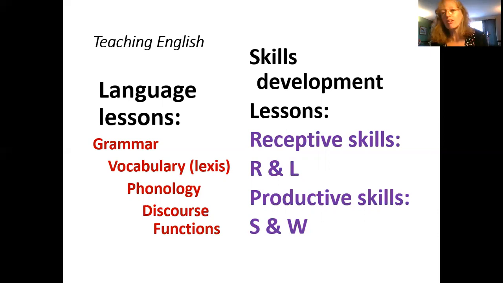But we're not looking at those language lessons today. Of course, we can have parts of lessons related to that. But today we're looking at the skills. We're looking at reading skill. So under skills development lessons, we can have 2 types. We have the receptive skills and the productive skills. What are the 2 receptive skills? Yes, of course, they are reading and listening, and the productive skills are speaking and writing.